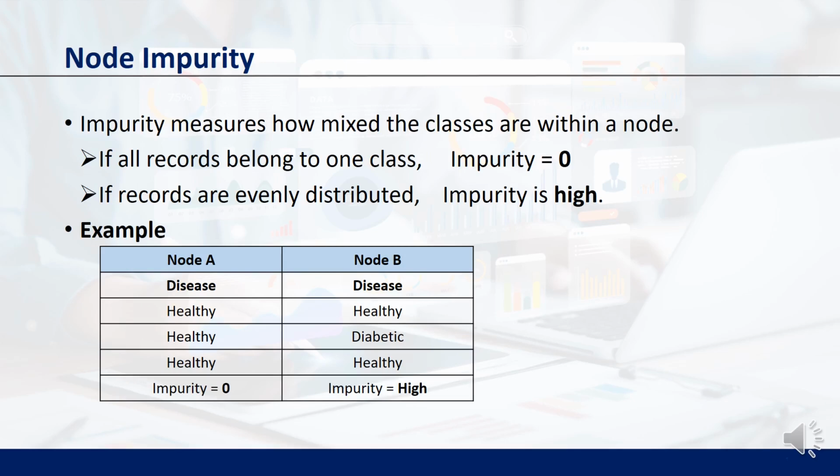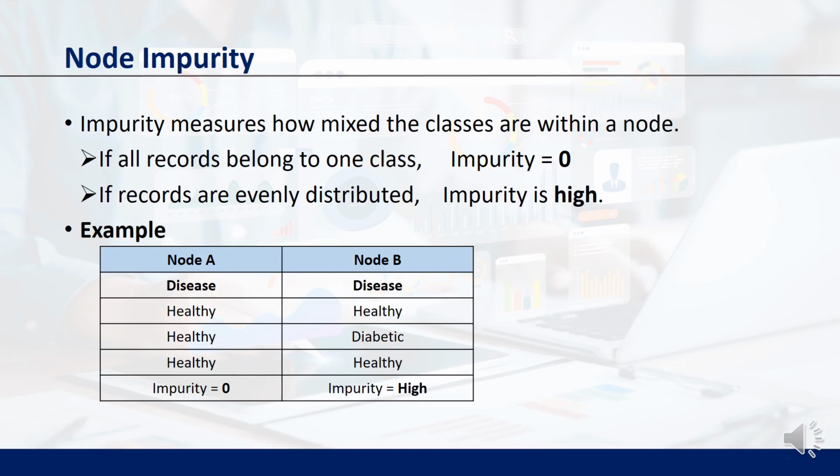Now, let us introduce the concept of node impurity. Impurity tells us how mixed the classes are within a node. If all records belong to one class, the node is pure. Therefore, impurity equals 0. If all records are evenly distributed, for example half yes and half no, then the node has maximum impurity.